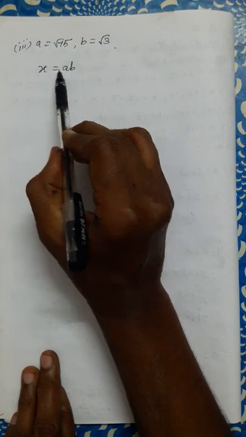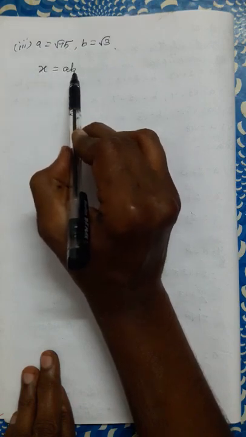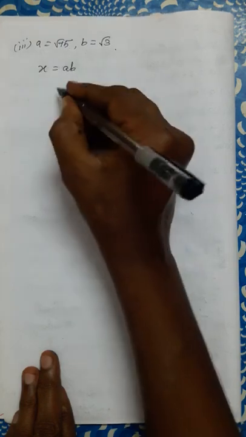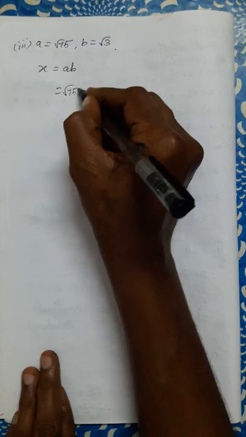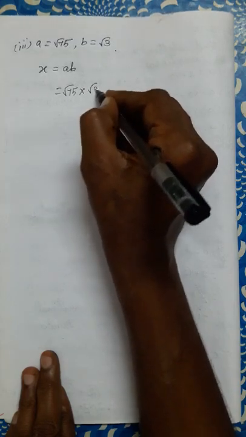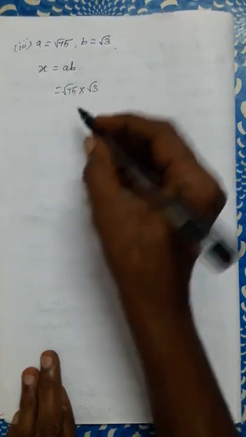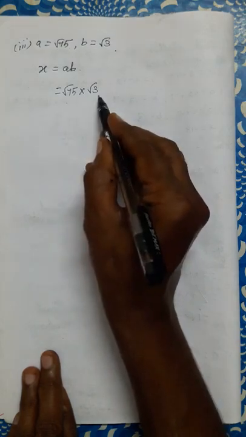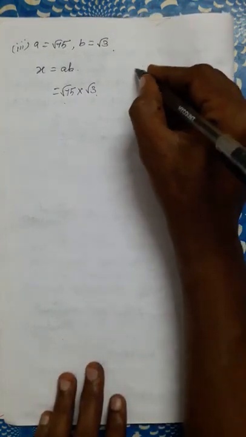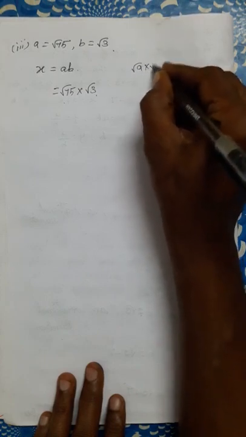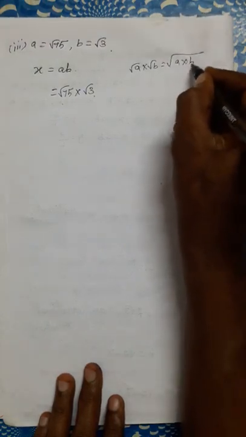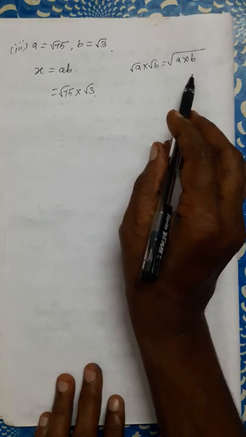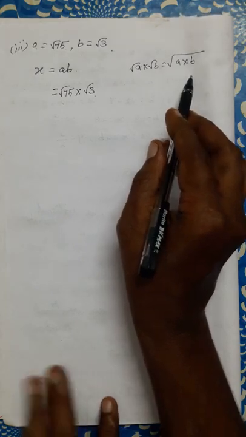What is x? x is equal to ab. When we substitute the a and b values, what will we get? Root 75 into root 3. ab means a into b. So root 75 into root 3. One property is there: root a into root b is equal to root of a into b.